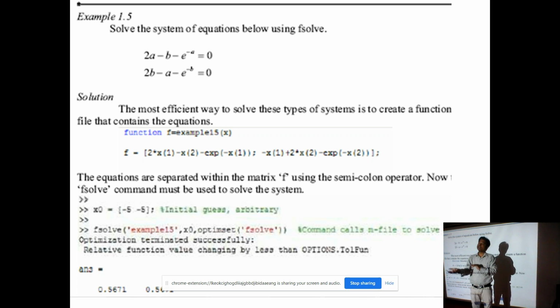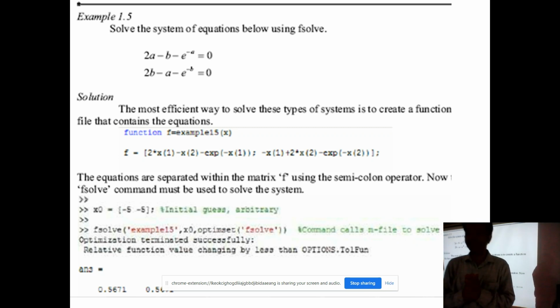Then open another M file, that's called the running file. And write whatever function you are using. You are using fzero or fsolve, whatever may be. Write it and follow the syntax. Understood? We will solve.